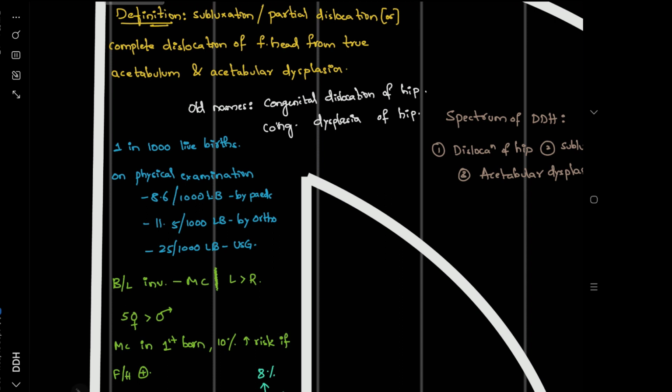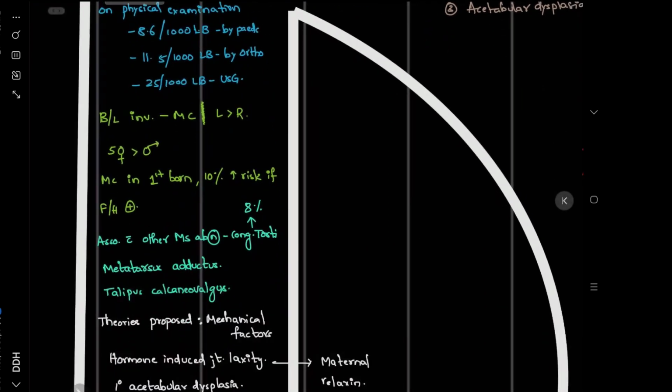More commonly, it is a bilateral condition. If it is unilateral, the left side is more commonly involved than the right. In females it is more common, about 5 times more common than in males. It is more common in firstborns, and there is a high risk if a family history is present, about 10% more risk. Now coming to the associated disorders, it is more commonly associated with neuromuscular disorders such as congenital torticollis, metatarsus adductus, talipes calcaneovalgus, etc.